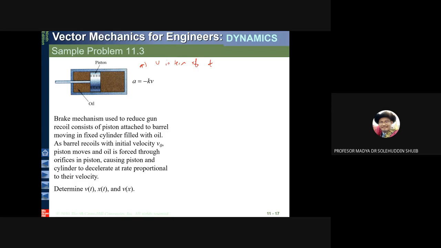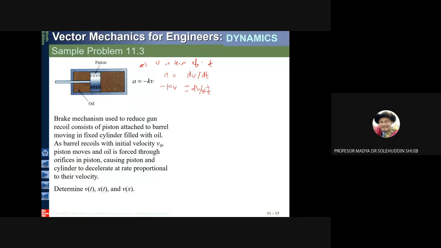Acceleration, we have A equal to dV dt. So what you need to do here is you put everything together. We have minus KB equal to dV dt.